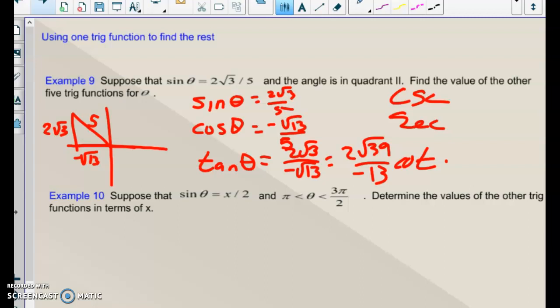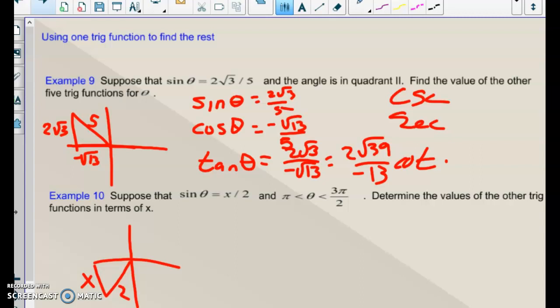Suppose that, let's go to example 10. Suppose that the sine is x/2 between pi and 3π/2. So we know we are in the third quadrant because that's between pi and 3π/2. And we know that the sine is the opposite over the hypotenuse. And we are to find the other trig functions.